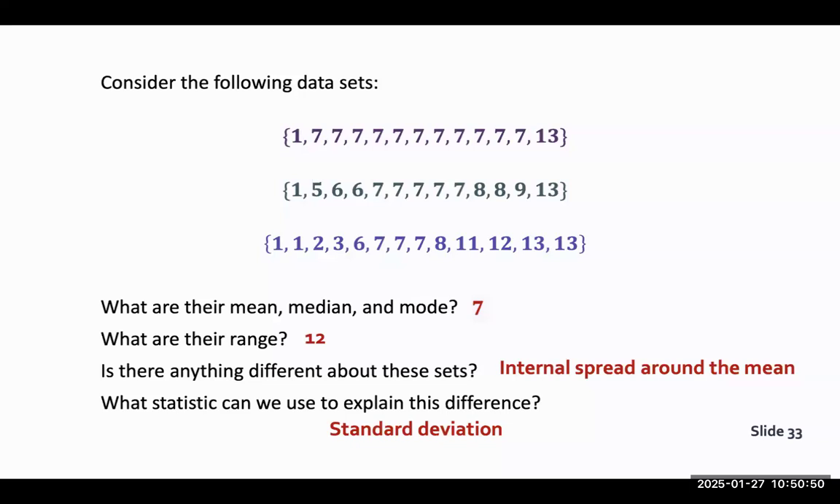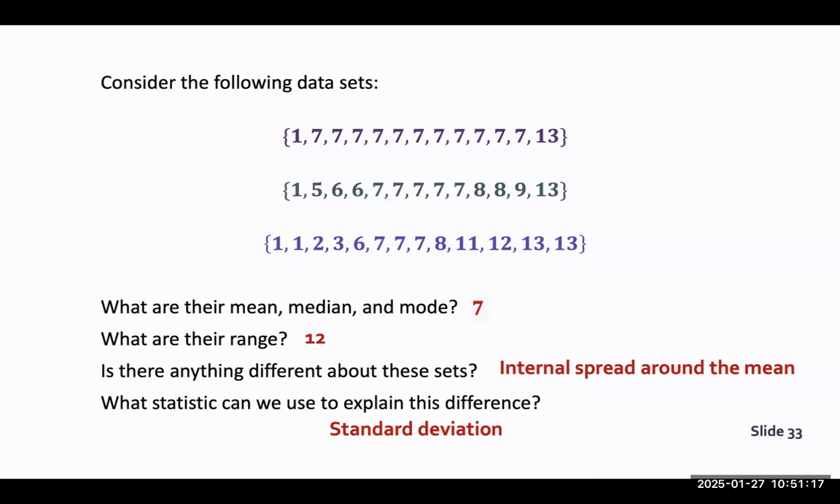The first data set has a lot of 7s. The number 7 was the mean, and we have it repeated several times, except for the first and the last values. While in the second data set, there were 5 7s, and in the third data set, there were 3 7s. And the differences between the 3 sets is, as we go down in the sets, things are a little more spread out. And this is not captured by the range.